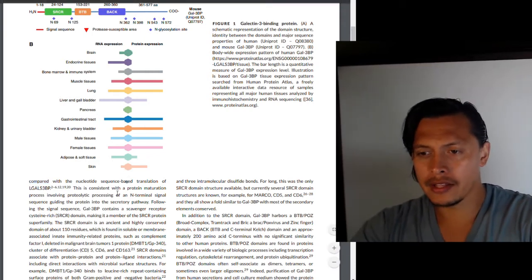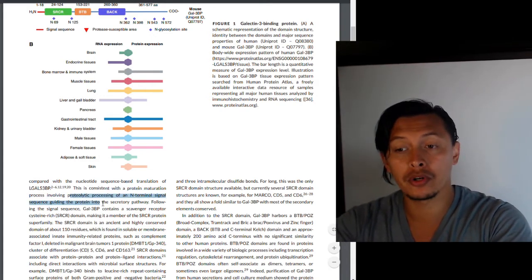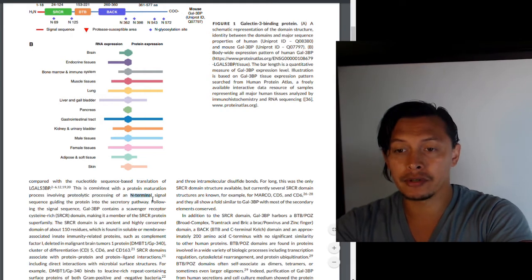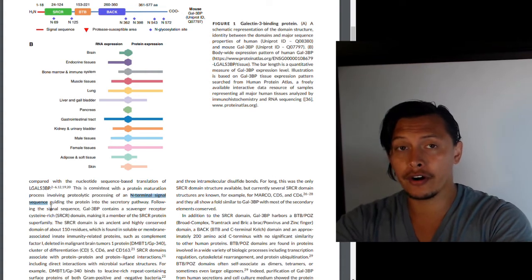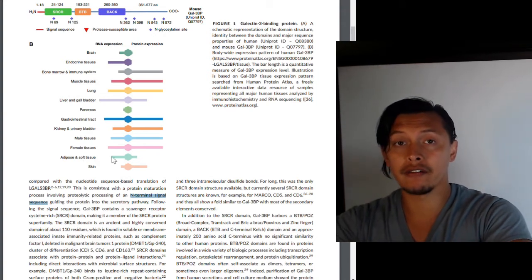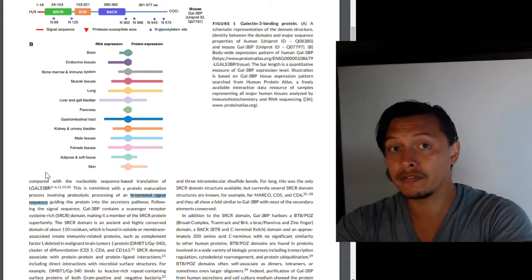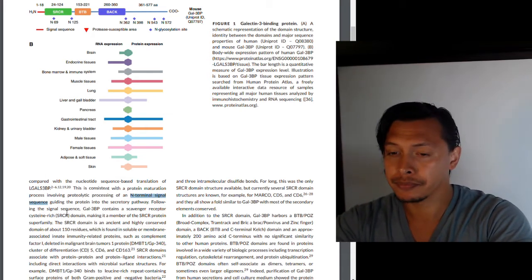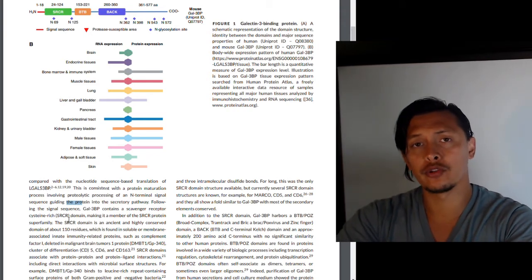So this is consistent with a protein maturation process involving a proteolytic processing of an N-terminal signal sequence. So the N-terminal would be at the beginning of the amino acid sequence. There's very often going to be a signal on the N-terminal side of proteins, and a lot of times that signal is going to be cleaved off during processing. So that seems to be what has happened to Galectin-3 binding protein.